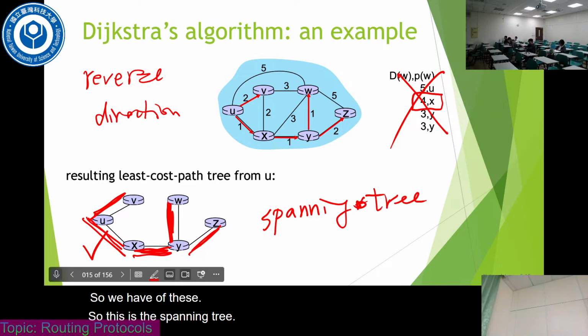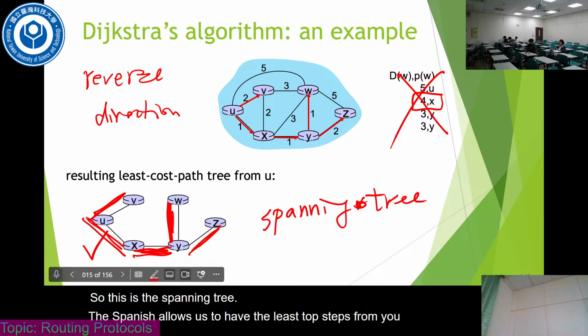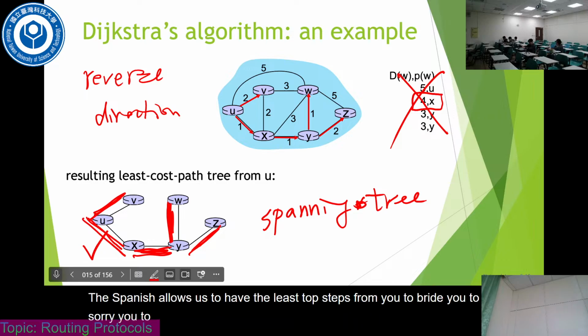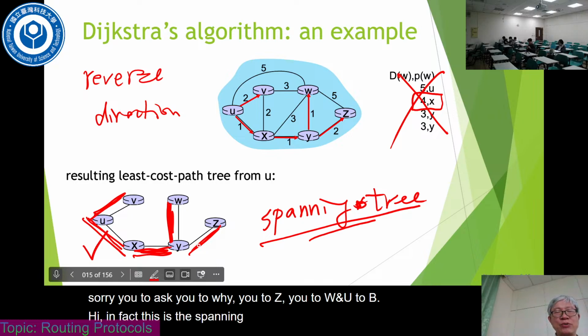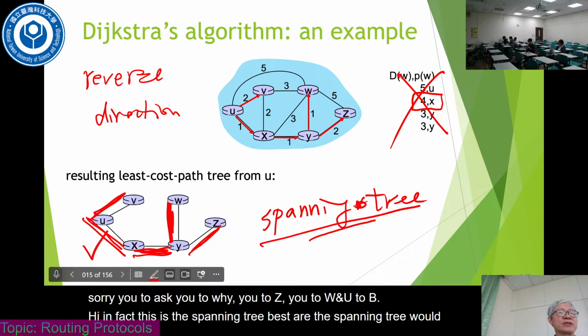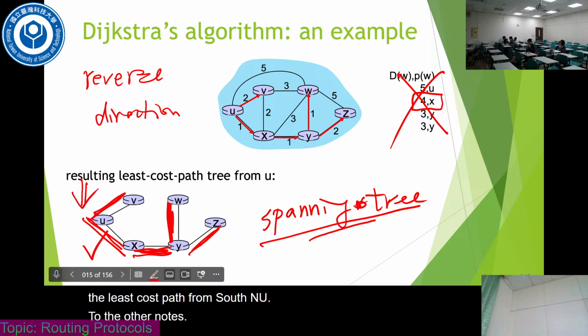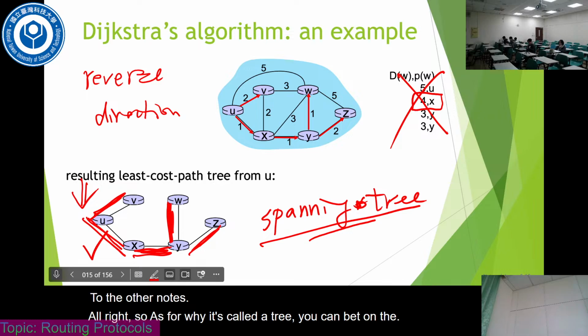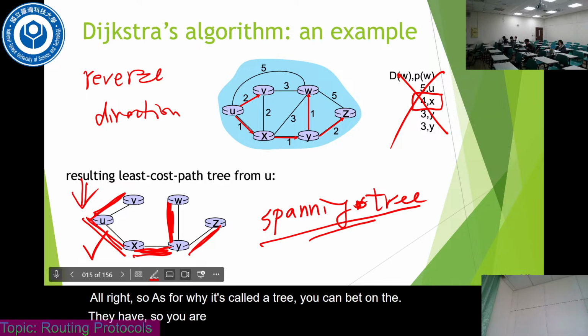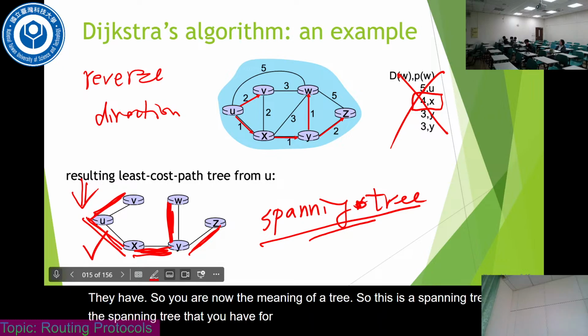The spanning tree allows us to have the least cost path from U to Y, U to X, U to Y, U to Z, U to W, and U to V. And in fact, this is the spanning tree. Based on the spanning tree, we know the least cost path from source node U to the other nodes. As for why it's called a tree, you can base it on the data structure, so you will know the meaning of a tree. So this is a spanning tree, the least cost spanning tree that you have.